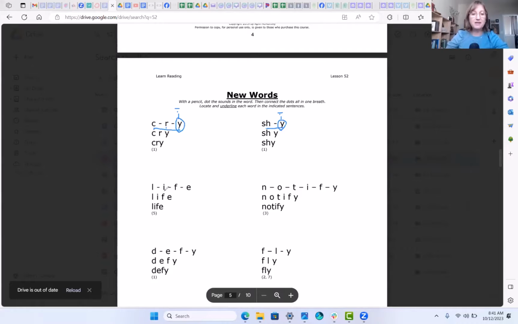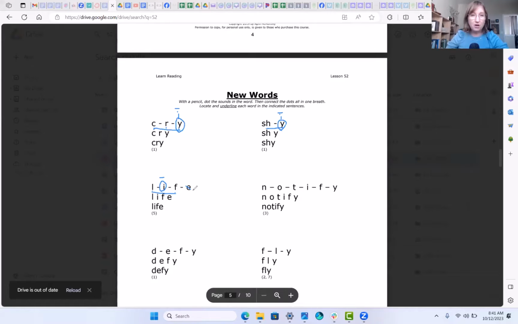That's interesting. Let's blend it anyway. So we know that this I is going to make its long sound and say I because of the tap 2 rule. One of the next 2 letters is another vowel, so that vowel is going to say its name and say I. So the sounds are ooh, I, f.